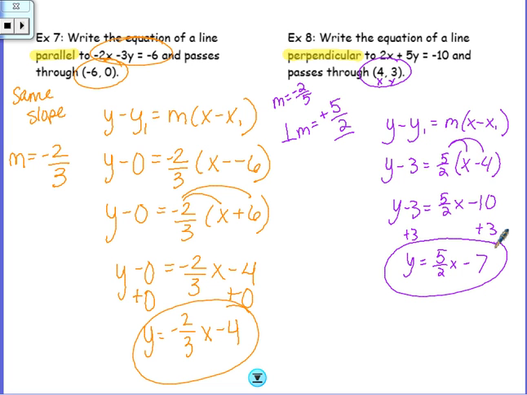So we hope you guys enjoyed watching all about parallel and perpendicular lines. The only thing you really need to remember is that parallel lines have the same slope and different y-intercepts, and perpendicular lines have to have opposite reciprocal slopes. You need to figure out what your slope is to begin with, and then take your new point and write the equation of the line.